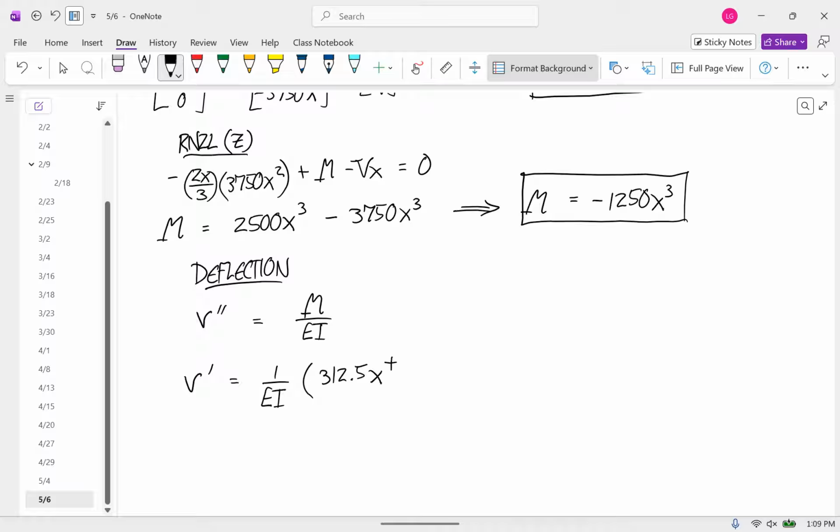312.5 x to the 4th, and then plus C1. And then we'll integrate it again to get V. So we have 1 over EI. And this should have been negative. And this is negative 62.5 x to the 5th plus C1x plus C2.